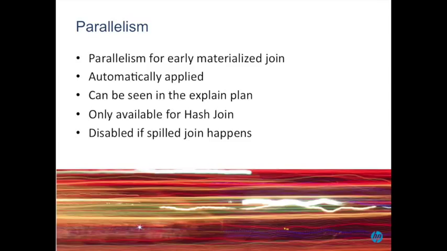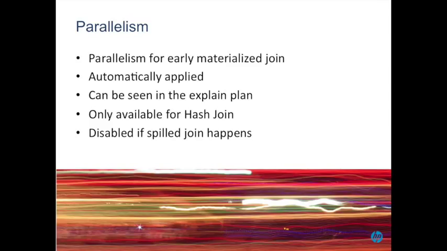So rather than joining a whole set and then doing the materialization to filter, now you're just doing the join on the data that you need. So it's really just making that join happen faster. Again, it's automatically applied. It's not something that you can make happen. You may see it in your explain plan.